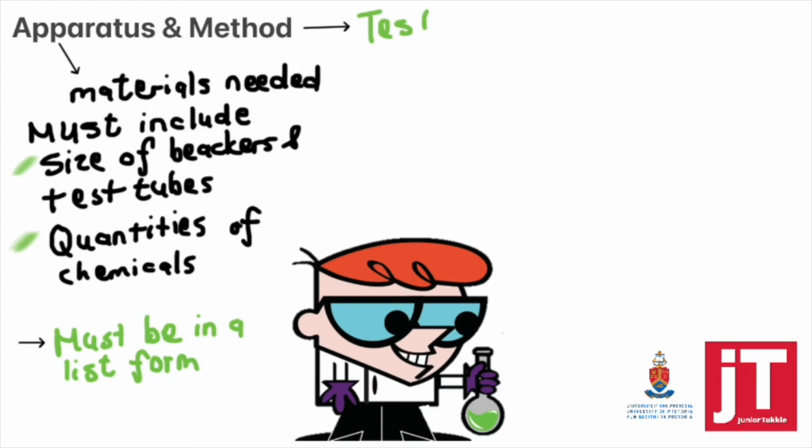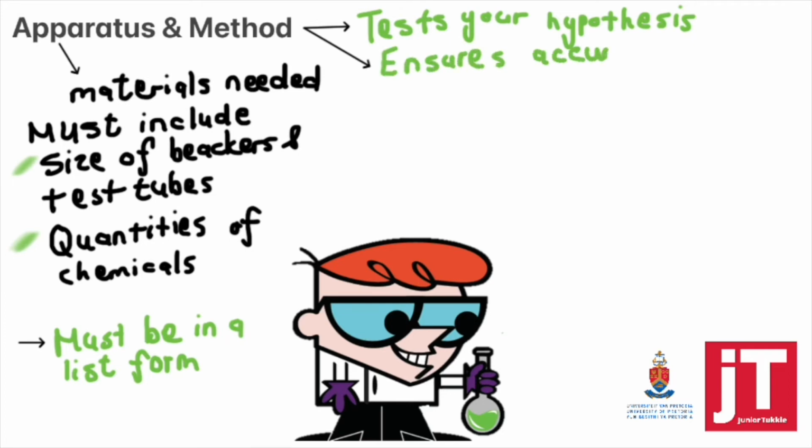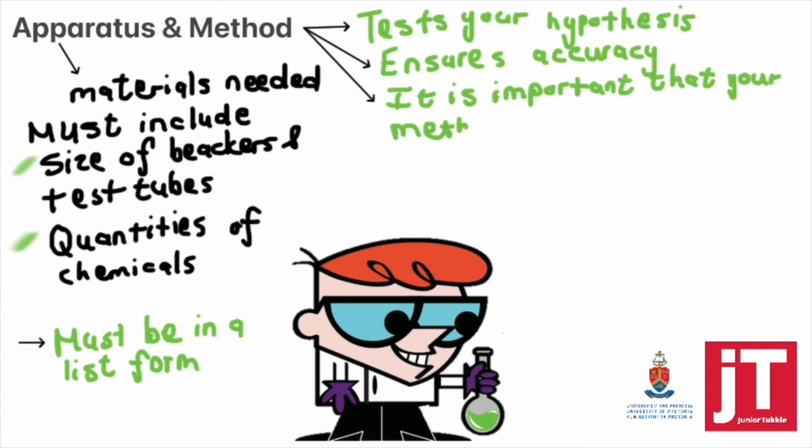Let's move over to the method, which is one of the most important sections that forms part of the scientific method, because this ensures that you accurately test your hypothesis. So your scientific method shows step by step how you have to do this experiment. The reason why this is so important is that other researchers may want to repeat your method to either verify your results or even improve on your results.